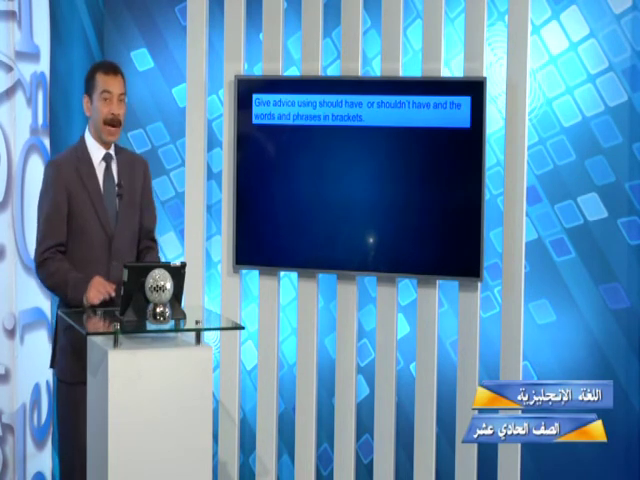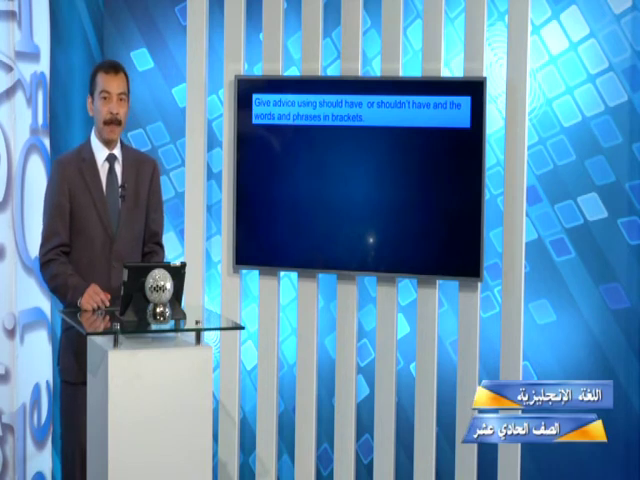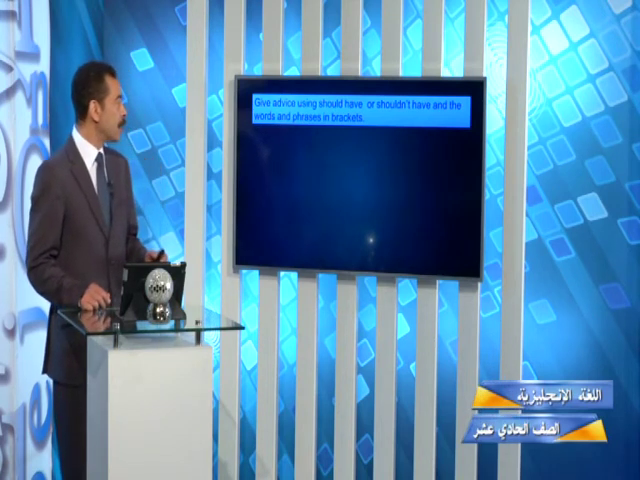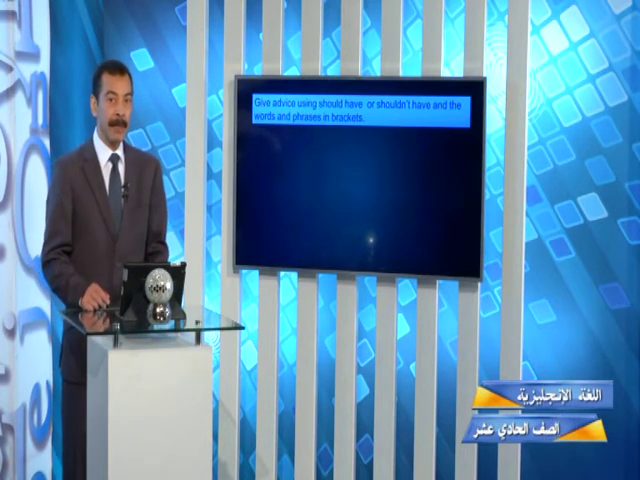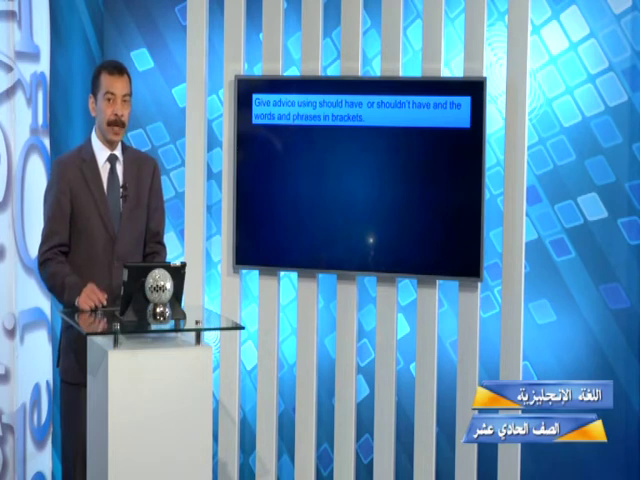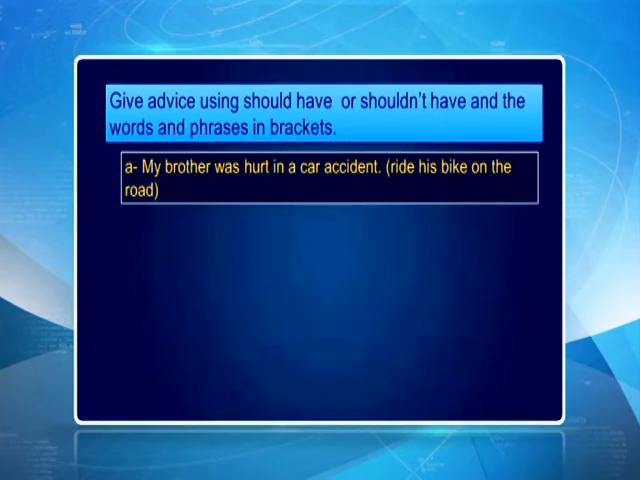Okay, now that you have seen the form and the meaning, let's do some practice on using should and should have. We have to give advice using should have or shouldn't have and the words and phrases in brackets. By the way, this exercise is taken from your student's book. So number 1 says, my brother was hurt in a car accident. And between brackets, you have ride his bike on the road. You are asked to give advice using ride his bike on the road corresponding to this situation.